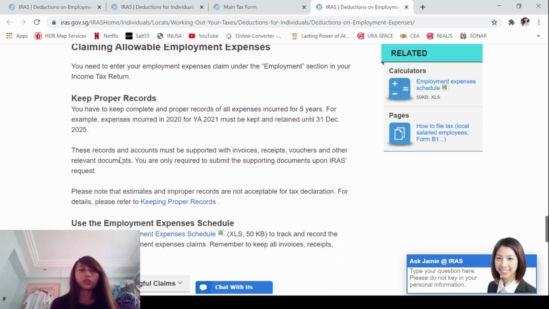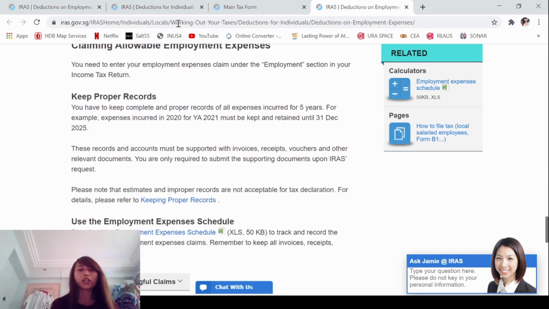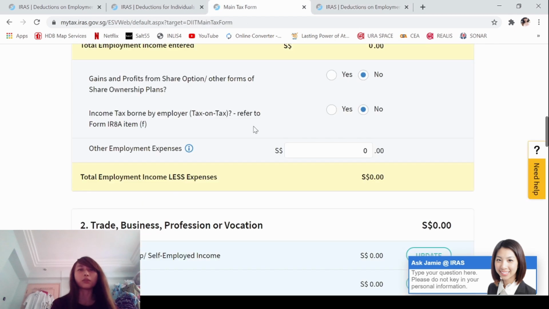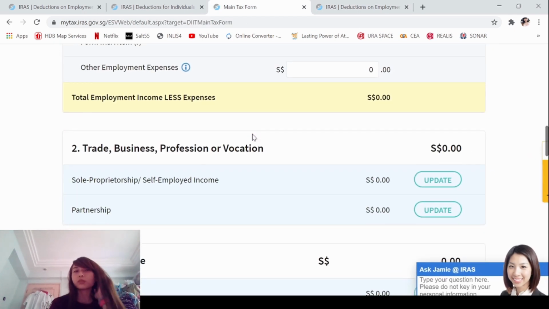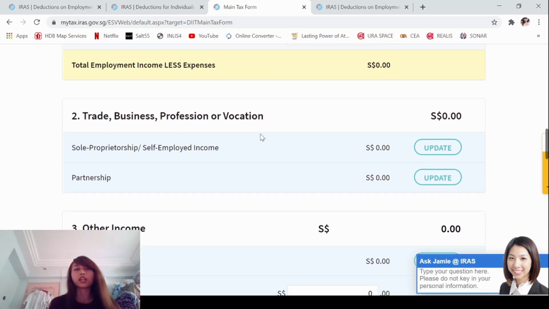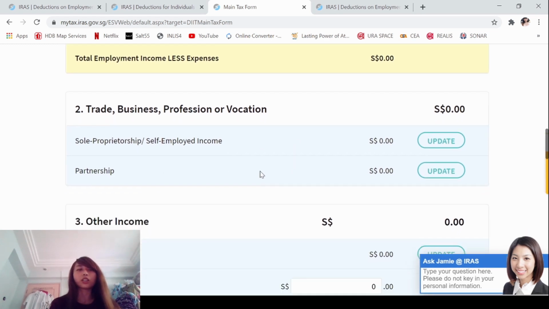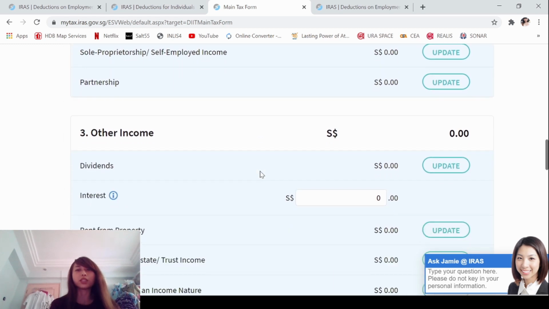Okay, so when you submit this, they will not ask for any records, but you need to keep the records, okay? This is for trade, business, profession, and vocation. For example, if you're carrying out a sole proprietorship or doing some side business, you need to declare this income. So it will be here. Or if there's a partnership, you need to update the amount.